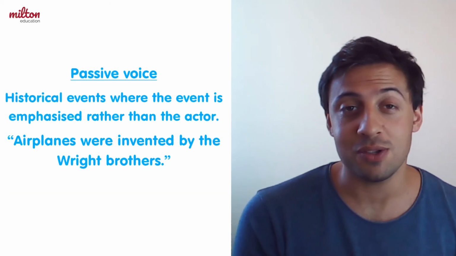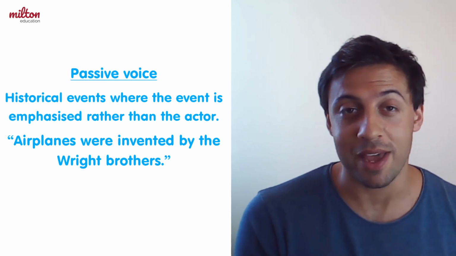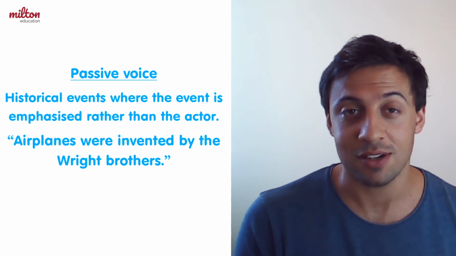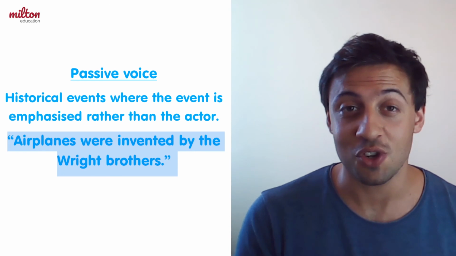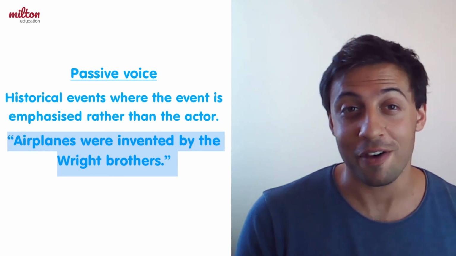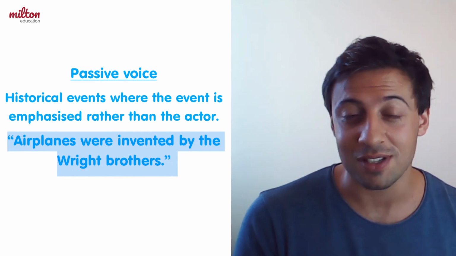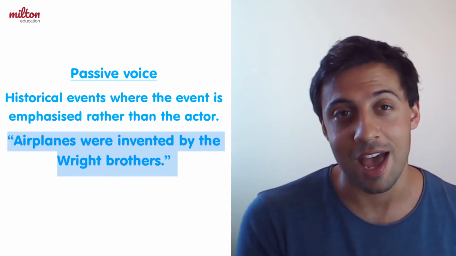We will also see the passive voice used when historical events are being talked about, but the event is being emphasized rather than the actor. For example, aeroplanes were invented by the Wright brothers. In this sentence, we are focusing more on the fact that aeroplanes were invented rather than focusing on the fact that the Wright brothers invented aeroplanes.